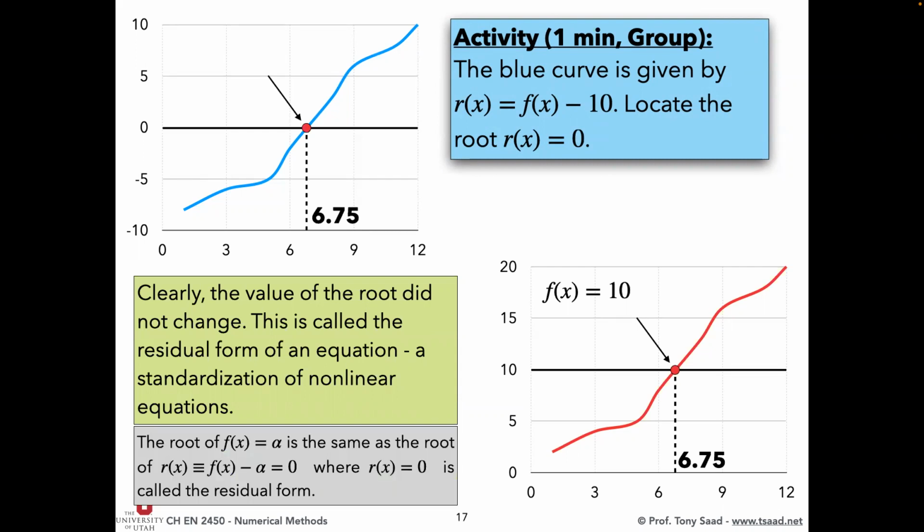And I have a little definition here for you. The root of f of x equals alpha is the same as the root of r of x, defined as f of x minus alpha equals 0, where r of x equals 0 is called the residual form. So from here onwards, we are only going to work with residual forms, so that we write all our function definitions as essentially saying find the root r of x equals 0.